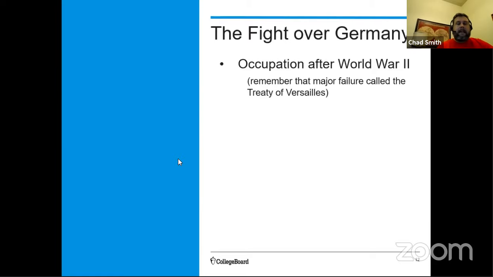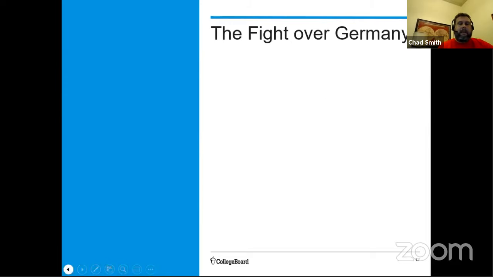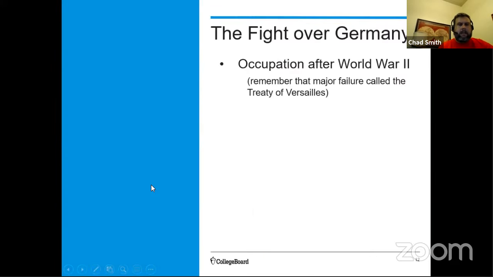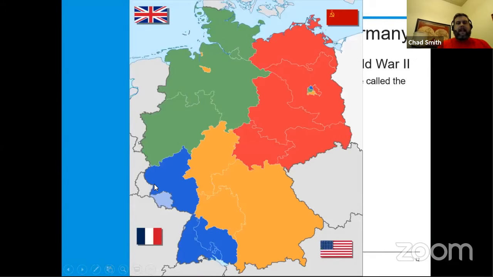This is important because as the Allied powers began to discuss how to end World War II, they didn't want to create the same failure as the Treaty of Versailles. So instead, they decided to occupy Germany. In occupying Germany, the military forces of the winning sides would move into Germany and take over.